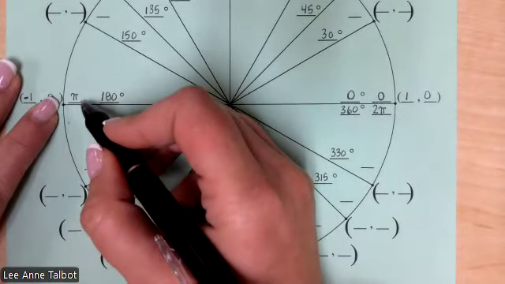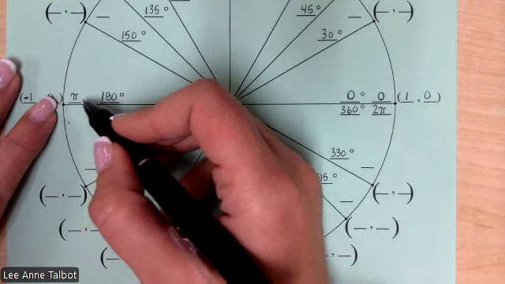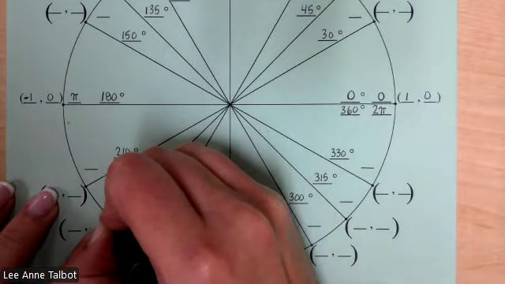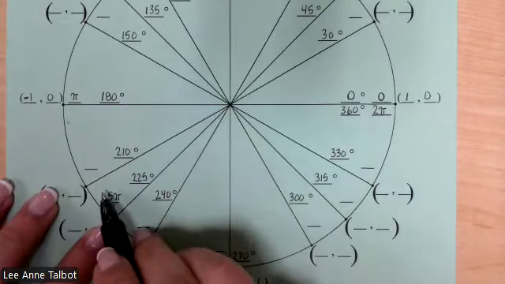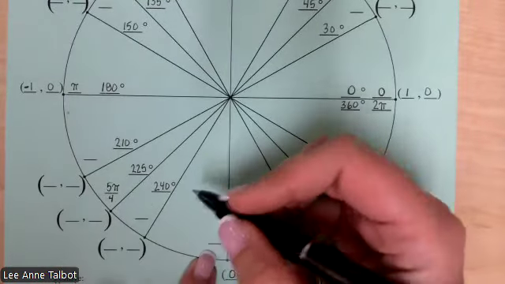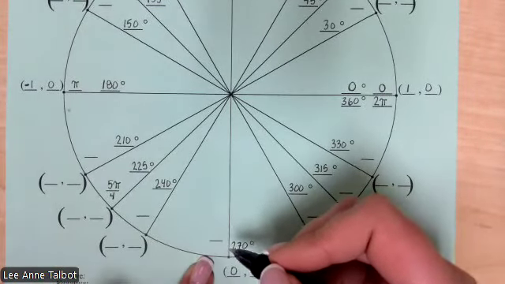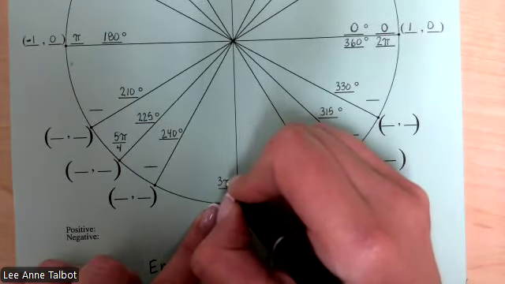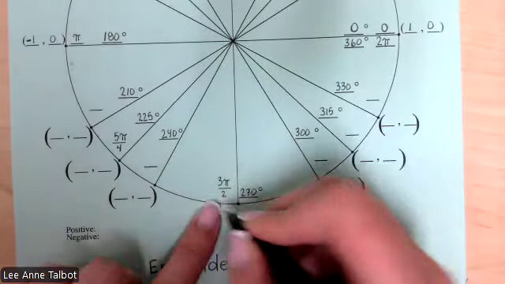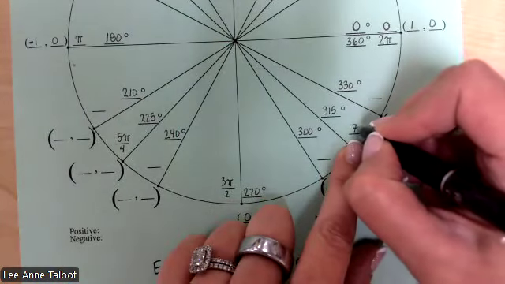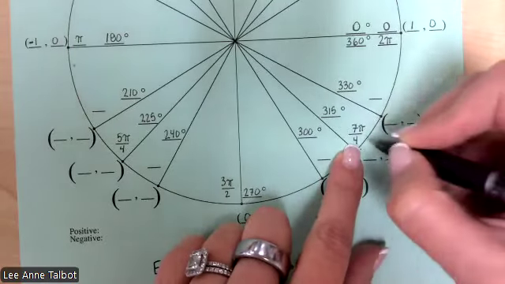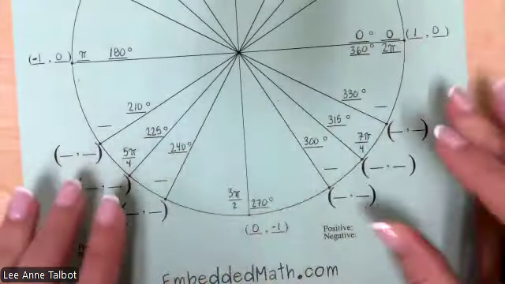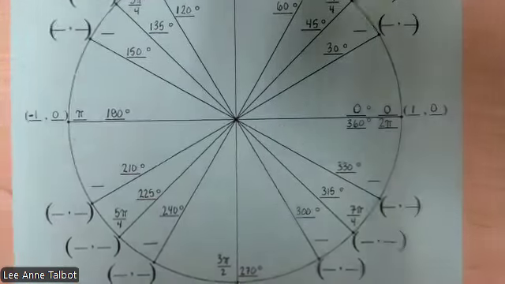4 pi over 4. You're not wrong. Then 5 pi over 4. Yes. Okay. This would be 6 pi over 4, but 6 pi over 4 would reduce to 3 pi over 2. 7 pi over 4. 8 pi over 4 is already there.